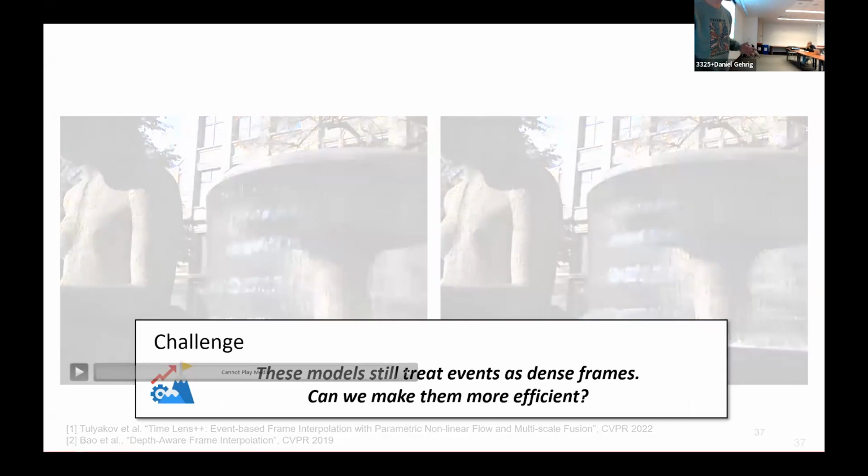So we've now seen two instances. We also saw a deep learning method.